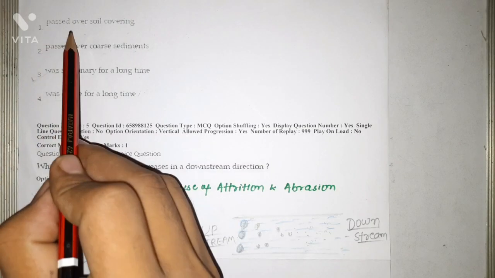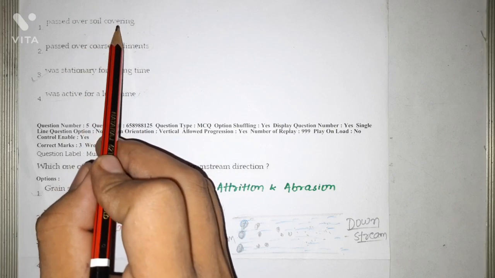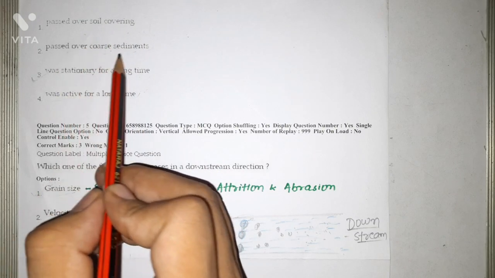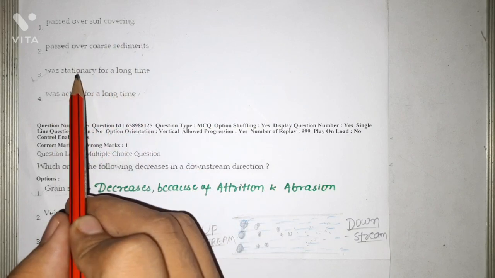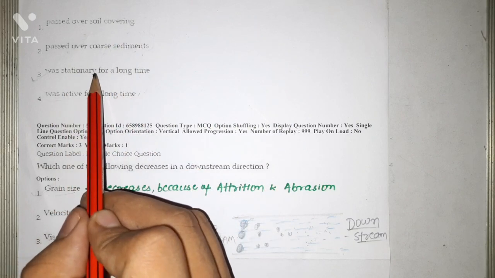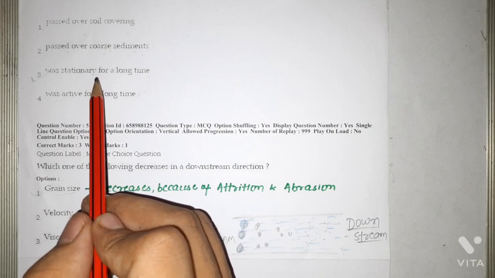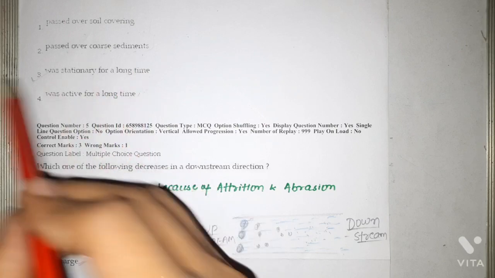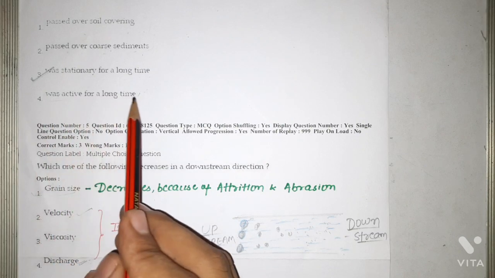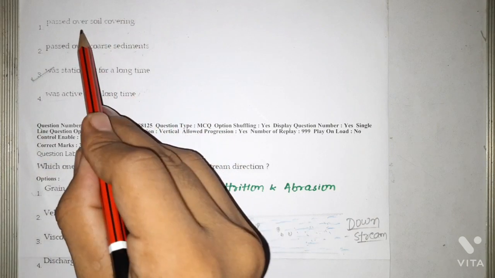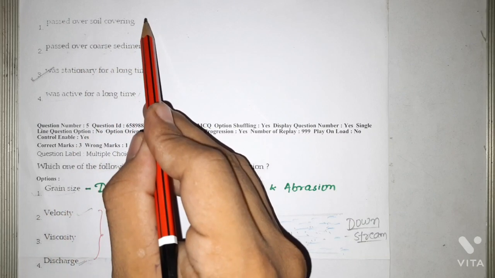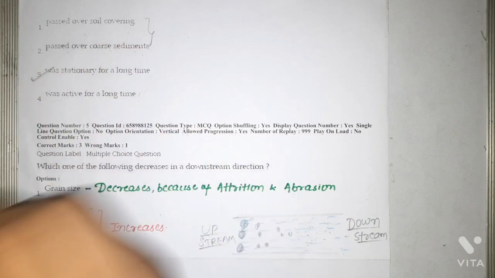The first option says passed over soil covering. This is not a terminal moraine. Passed over coarse sediments. This is also not a terminal moraine. Was stationary for a long time. By definition itself, terminal moraines indicate that the glacier was stationary for a long time. So this is the correct answer. Was active for a long time. Please comment down below which type of moraines indicate that the glacier was active for a long time. These two, passed over soil covering and passed over coarse sediments, represent transportation by the glacier.